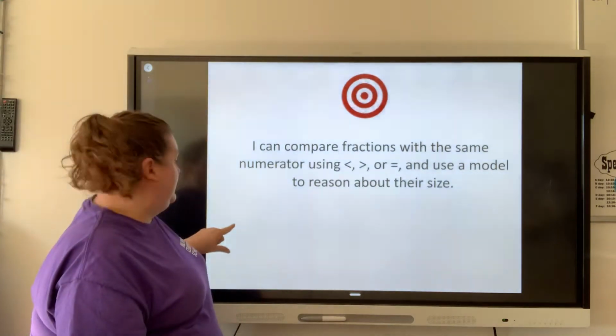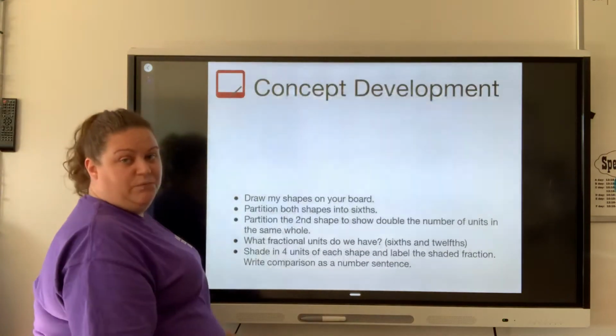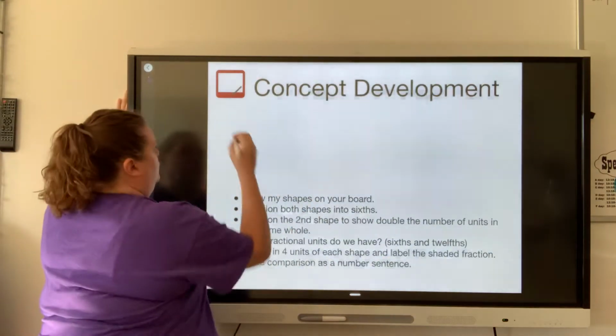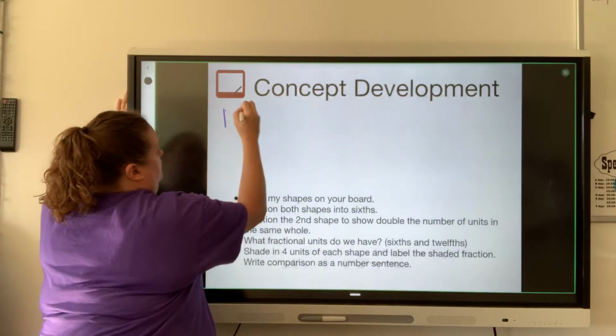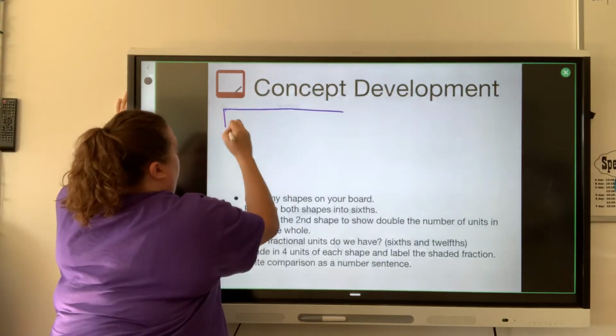You know me, I love my tape diagrams. They're the best way I like to draw things out. It makes it nice and equal. So it says draw two shapes on your board. I'm going to do two tape diagrams of equal size.